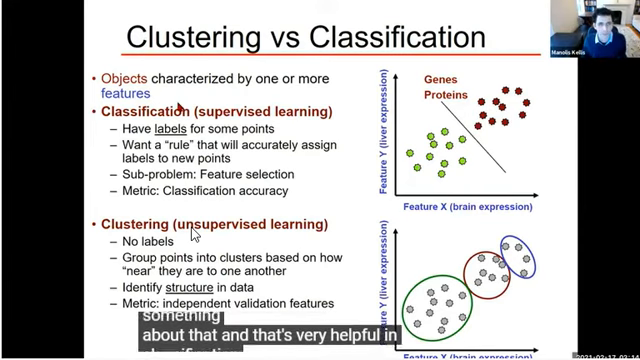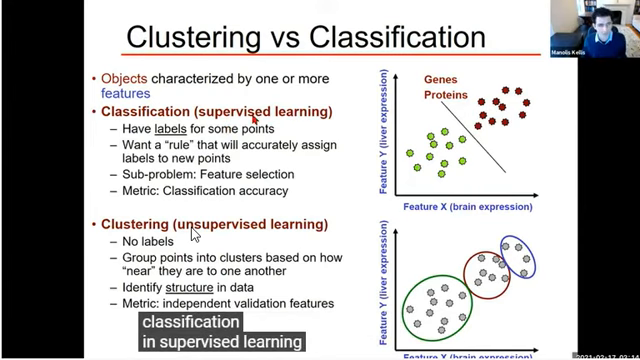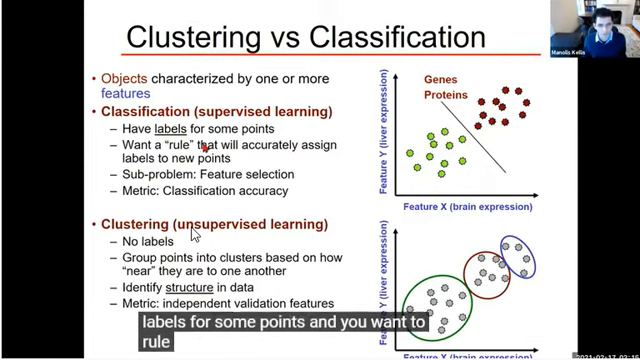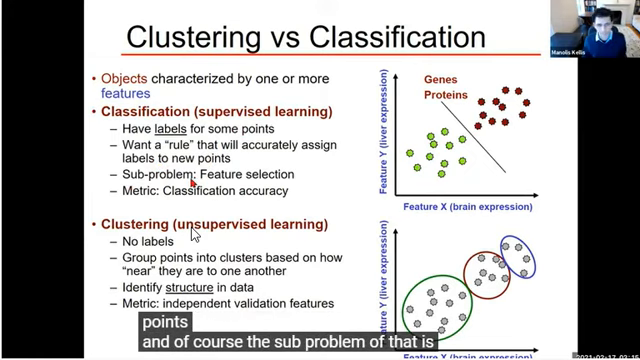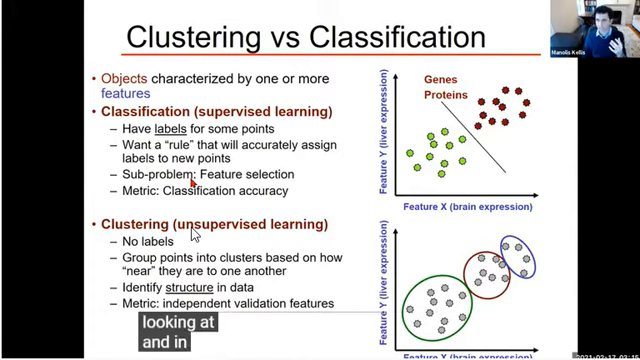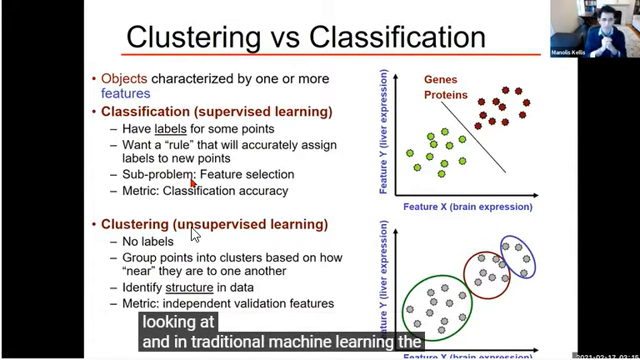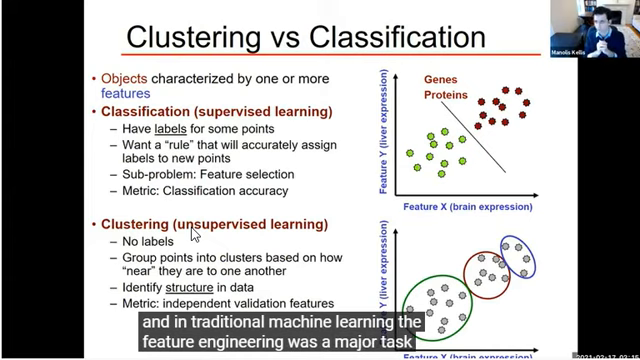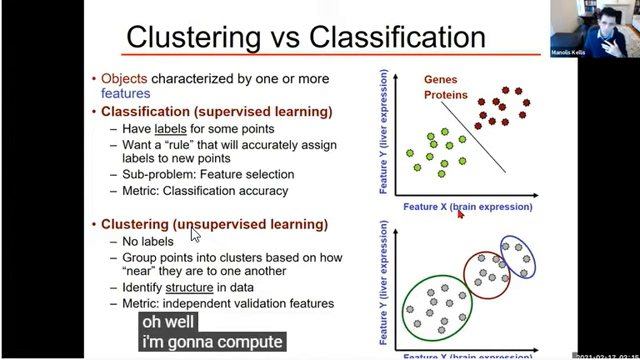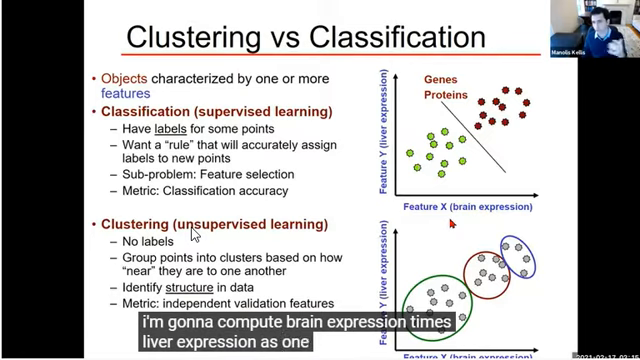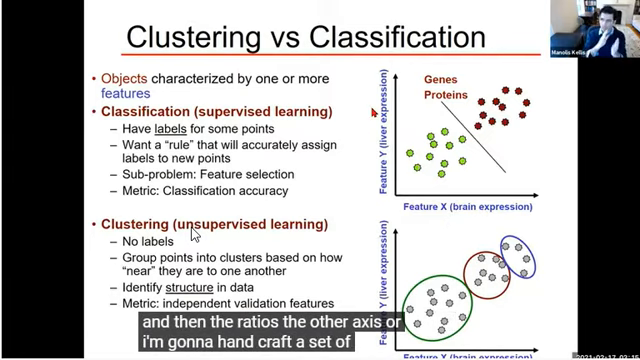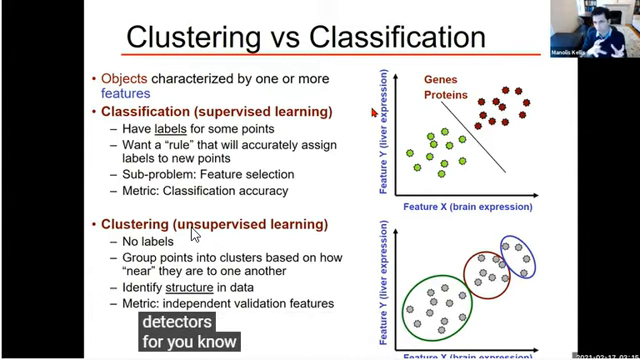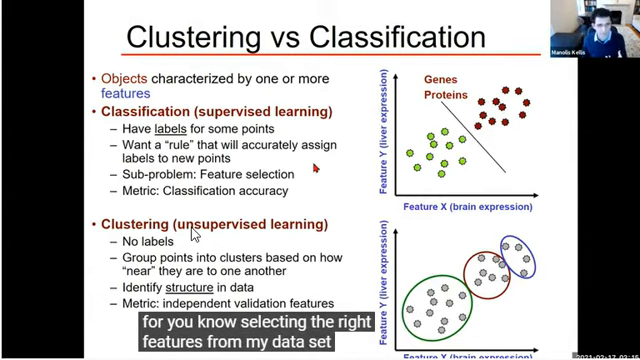And that's very helpful in classification, in supervised learning, where you have, for example, labels for some points, and you want a rule that accurately assigns labels to new points. And of course, the subproblem of that is, what are the features I should be looking at? And in traditional machine learning, the feature engineering was a major task of, oh well, I'm going to compute brain expression times liver expression as one of my axes, and then the ratio is the other axis, or I'm going to handcraft a set of edge detectors for selecting the right features from my data set.